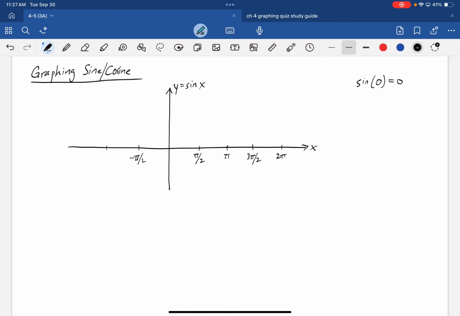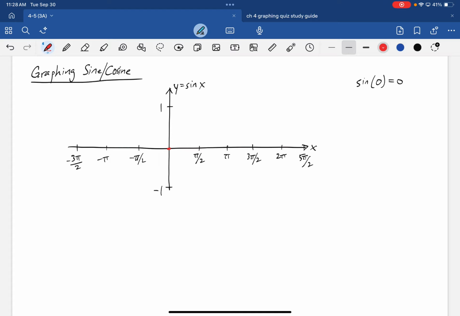I would copy this graph in your notes. It's important to get some practice doing this. And the maximum possible value for sine x is 1, and the minimum possible value is -1, right? Because it's a unit circle, so it can't exceed 1 or be less than -1 either. So here are some important points on the graph that it simply connects.